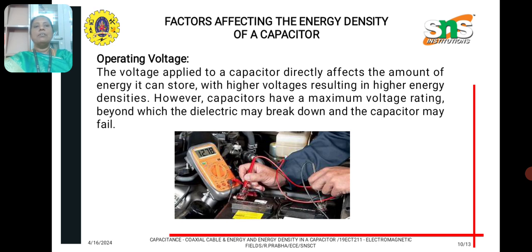If we have maximum voltage, the maximum amount of energy the capacitor can store, so it causes higher density. Even though applying higher voltage can give higher density, a capacitor cannot withstand beyond its maximum voltage rating, because if it is beyond the maximum threshold voltage level, the dielectric may break down and the capacitor may fail. So these are the various factors affecting the energy density of a capacitor.